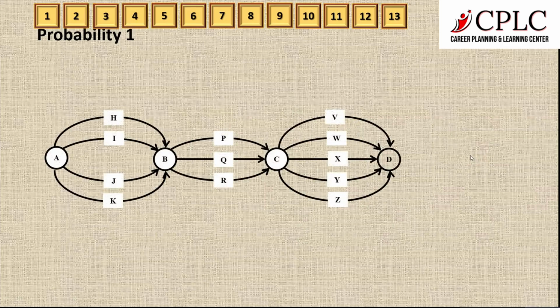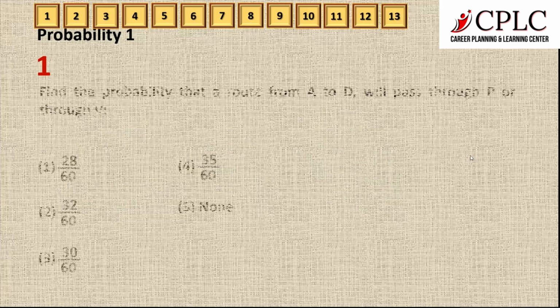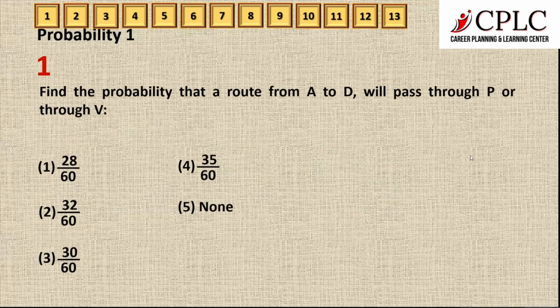Now over here there are four cities given to us. So A, B, C, and D are the four cities that we have. H, I, J, K, P, Q, R, V, W, X, Y, Z are the routes connecting these cities. The first question says find the probability that a route from A to D will pass through P or through V.